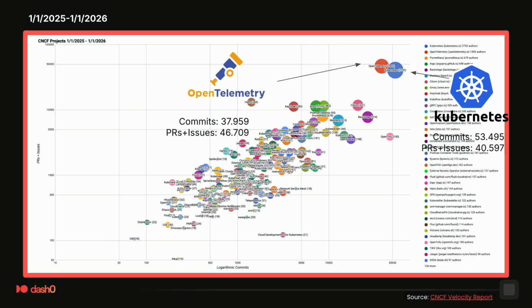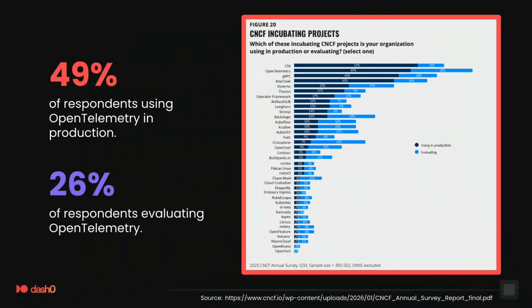Yeah. OpenTelemetry, awesome project, just graduated. This is just to put it up there and show why it's important. It is the second largest project within the ecosystem. It also has huge adoption across the industry. This is from the CNCF report that was published in January, where 49% of all respondents are running it in production, and an additional 26% are evaluating it. And it just graduated a month and a half ago. So it is becoming more and more important.